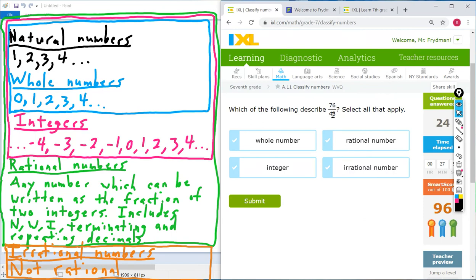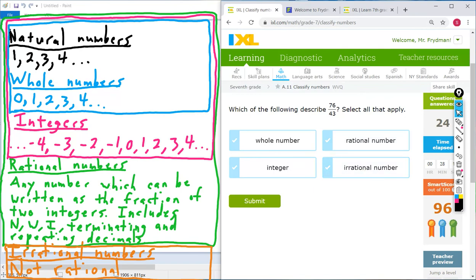76 over 43, well, it's not a whole number. No, the whole numbers are these nice 0, 1, 2, 3, 4, 5, etc. So it's not a whole number. It's not an integer. Integers are also pretty nice. They just include the negative numbers also. Is it rational or is it irrational?